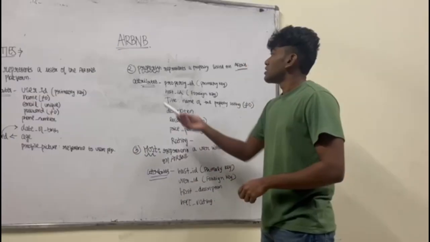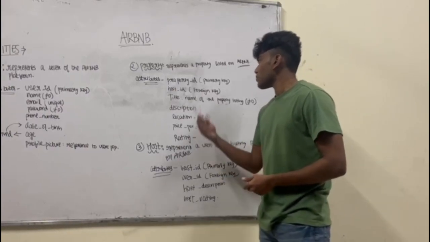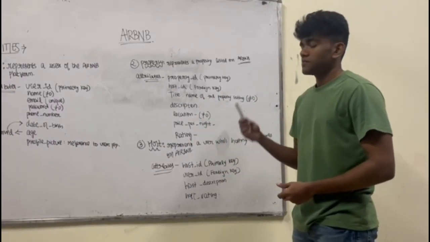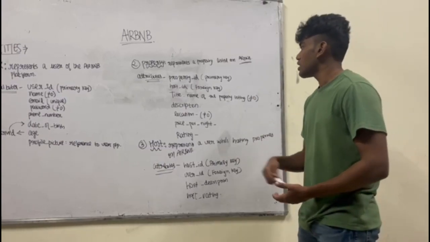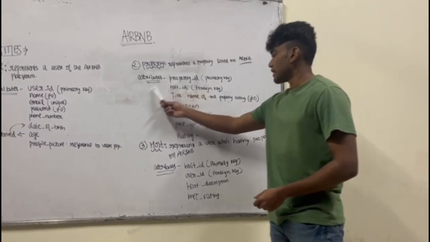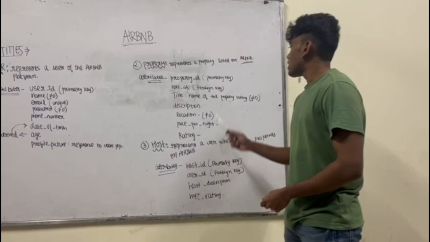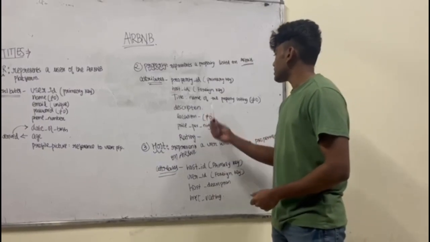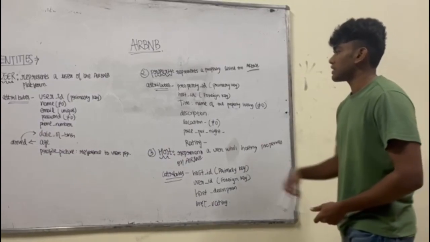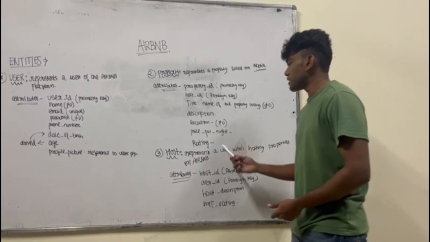And then coming to properties, the attributes of properties are property ID, which is also a primary key, which has to be unique and not null, and then host ID, which is also a foreign key, which is linked to the host table, and then we have title, which should not be null, and then description and the location, which is also not null, and the price per night and rating.